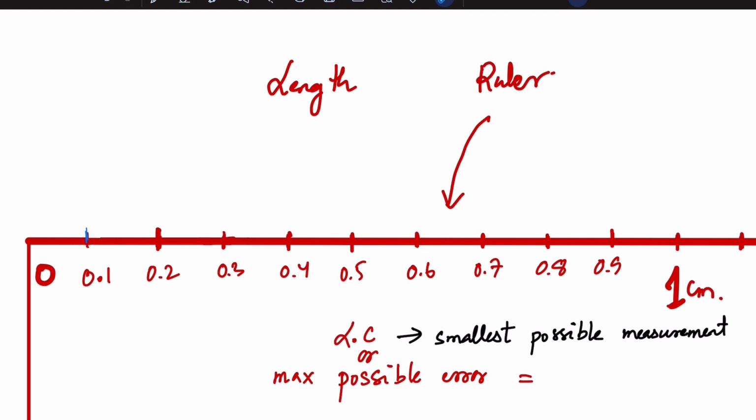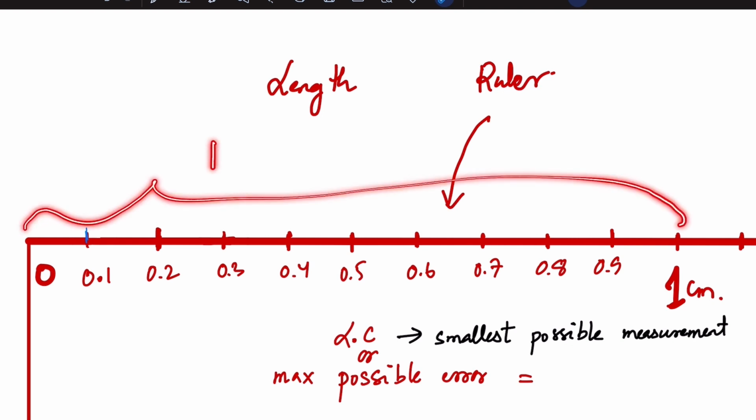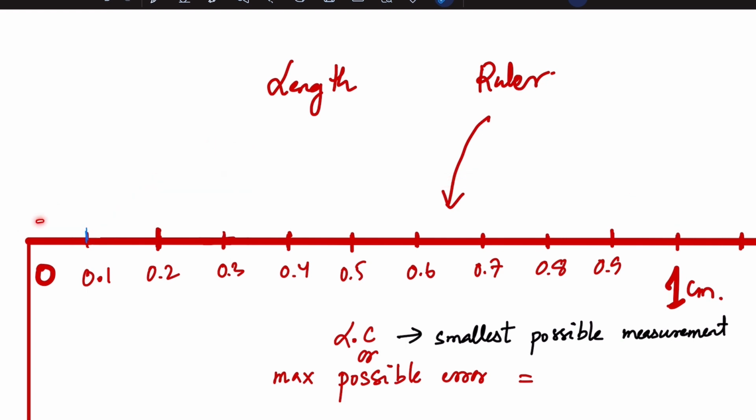As you can see from here to here, the value is 1 centimeter. It's divided into 10 equal divisions. You can count the divisions: 1 2 3 4 5 6 7 8 9 10. If you divide 1 centimeter into 10 equal divisions, you get 0.1 centimeter.